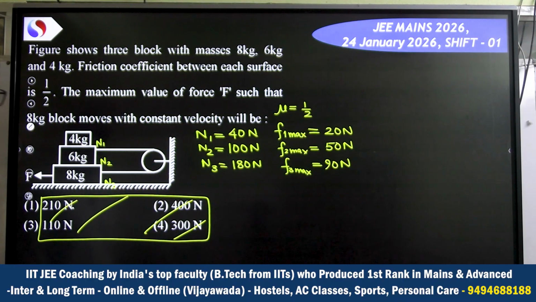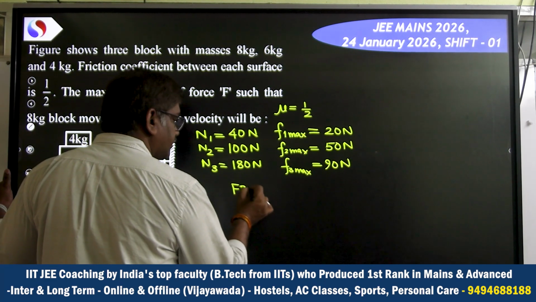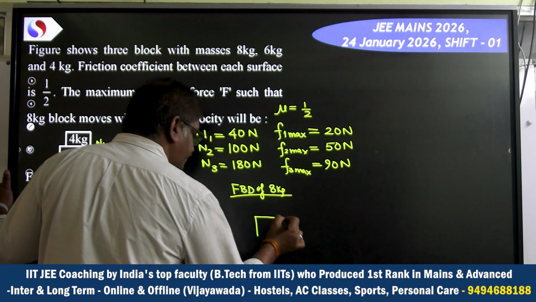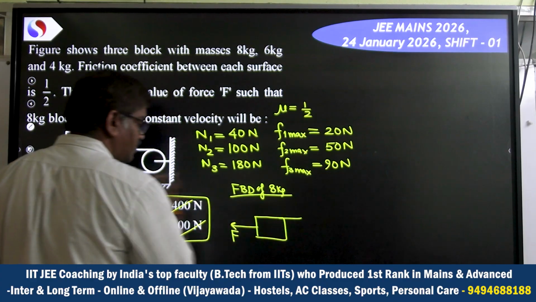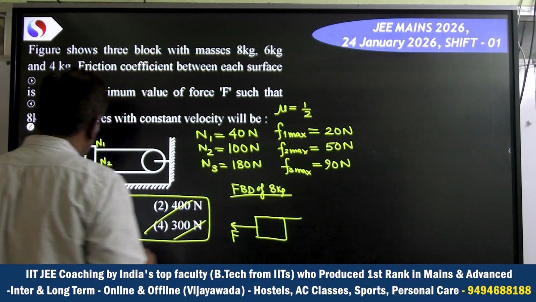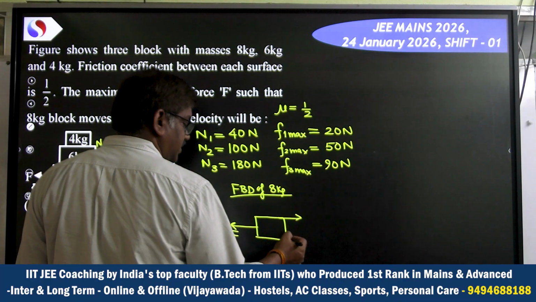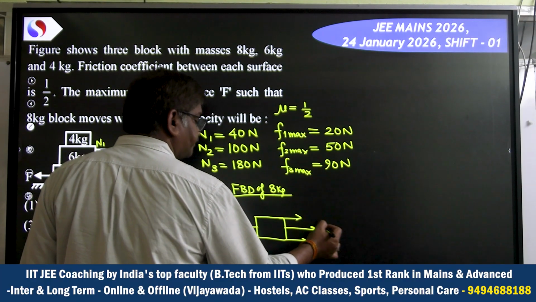Up next, what will be the maximum force which is acting on 8 kg so that it is moving with constant velocity? Fine. So first I will go with the free body diagram of 8 kg, which is having the force F, which is moving with constant velocity. That means first you get the tendency of 8 kg. So I have to apply all the friction in the opposite direction along with the tension. And they are maximum also.